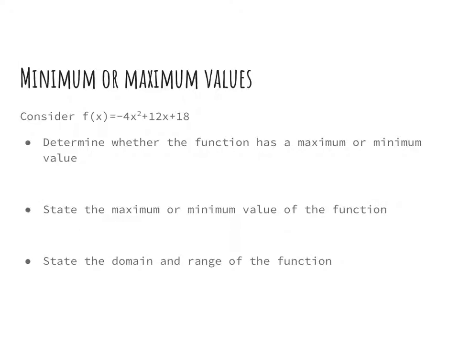So we are given the equation f of x is equal to negative 4x squared plus 12x plus 18. We are supposed to figure out whether the function has a max or a min. Well, we look at a. A is a negative number. It's a negative 4. Negative means we have a maximum. Okay, we know it's a max. So then we need to find that max or min value. So we're going to find the max.